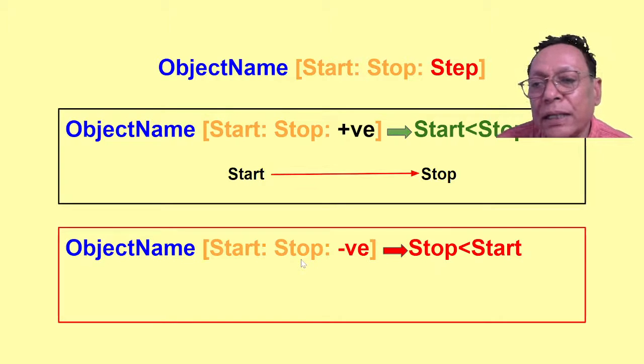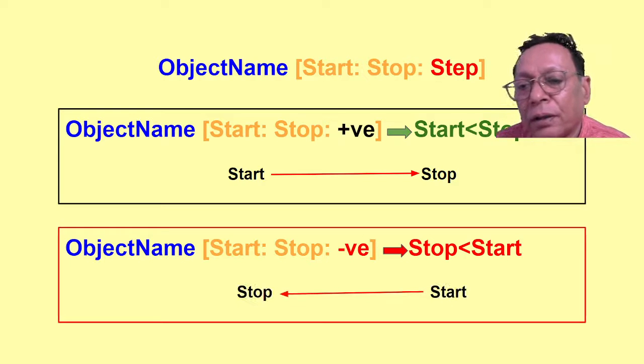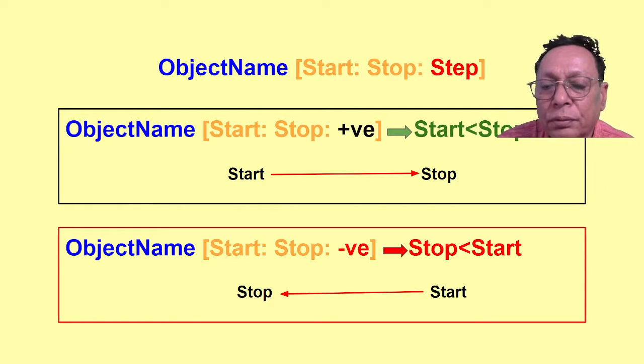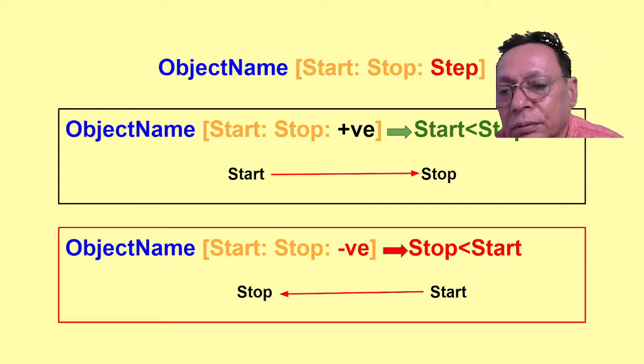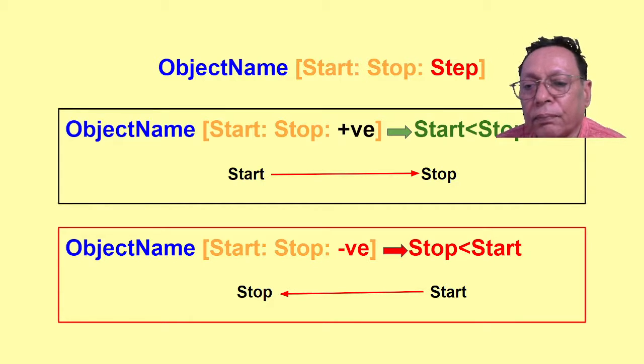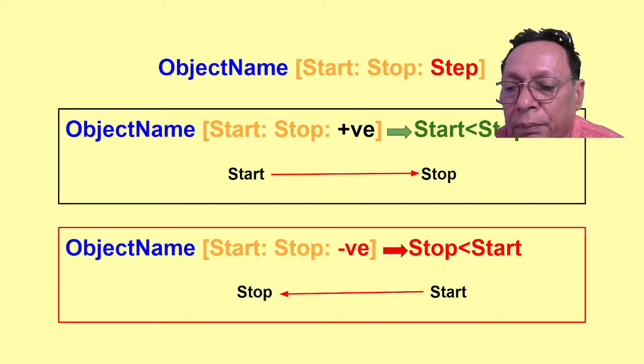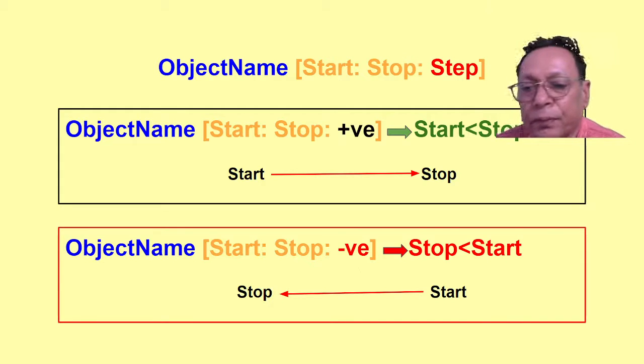So this way, you see, start to stop means you have to move from left to right, and when the step is negative, then we have to move from negative to positive, I mean, from ending to start, or ending to beginning.